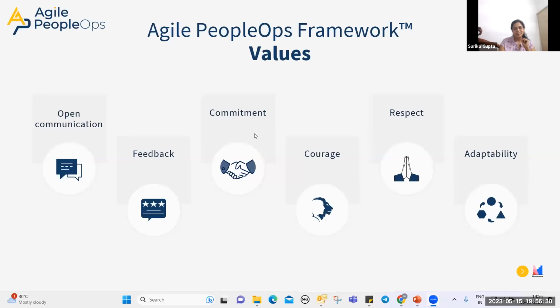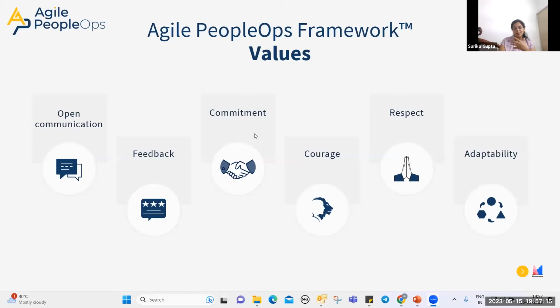Next is courage. Now, courage refers to the ability to take risks, to speak up when something goes wrong, when you think something is not right. So you have to gather that courage and speak up. Employees who have the courage to express their opinions and ideas, even if they are different from others, can help foster innovation and creativity in the workplace. And leaders who encourage courage by creating a safe space for employees to express their thoughts and ideas can help create a culture of trust and openness.